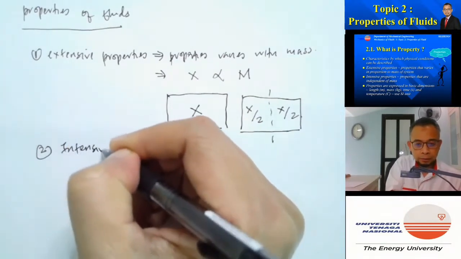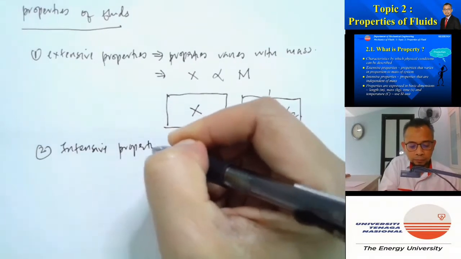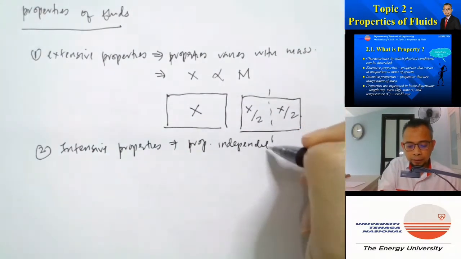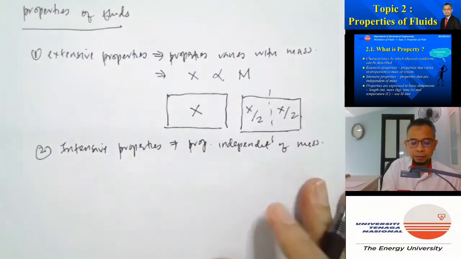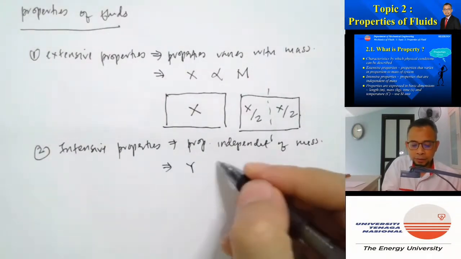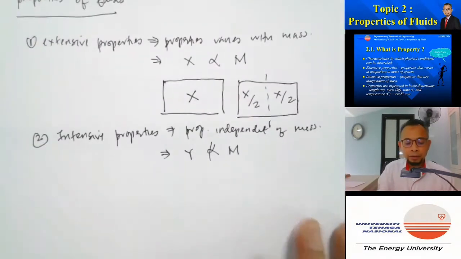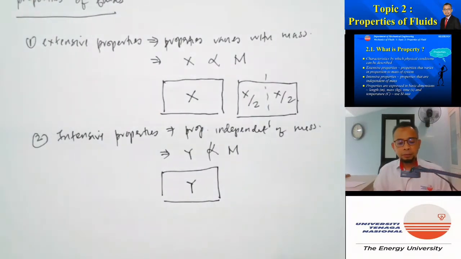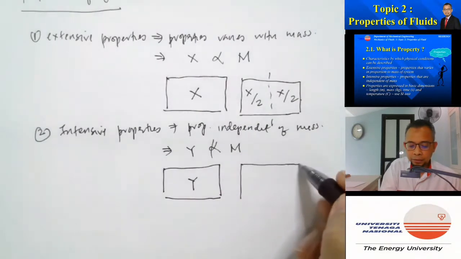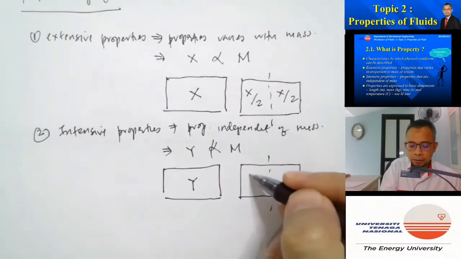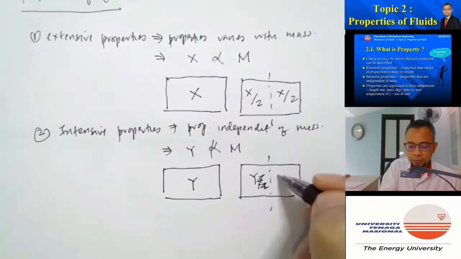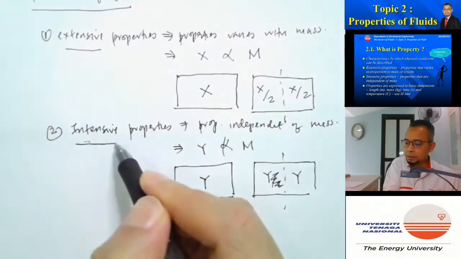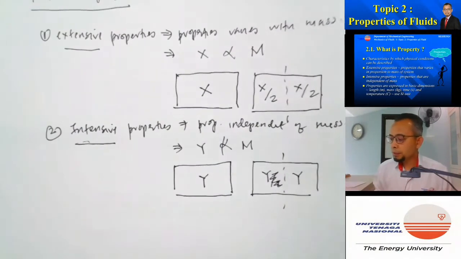Then we have intensive property. These are properties independent of mass. So if I have a property Y, for example, it is not dependent on the mass. So let's say I have a system which has a property Y, then I divide it into two equal parts. The value of the property will still be Y. So this is extensive property, and this is intensive property.